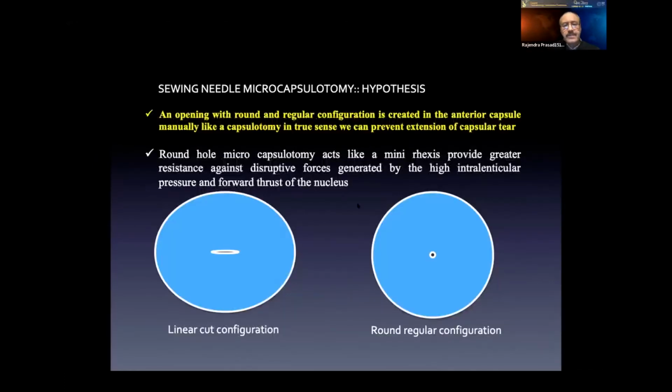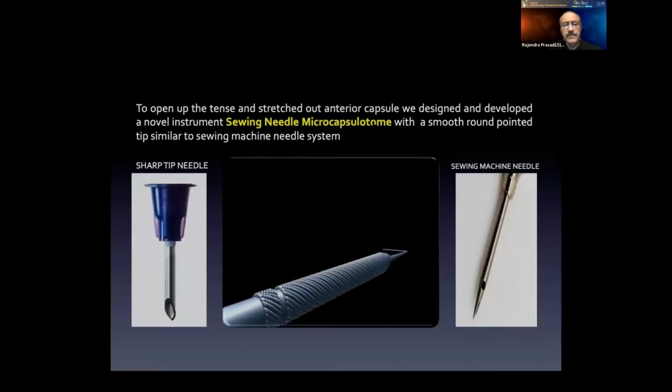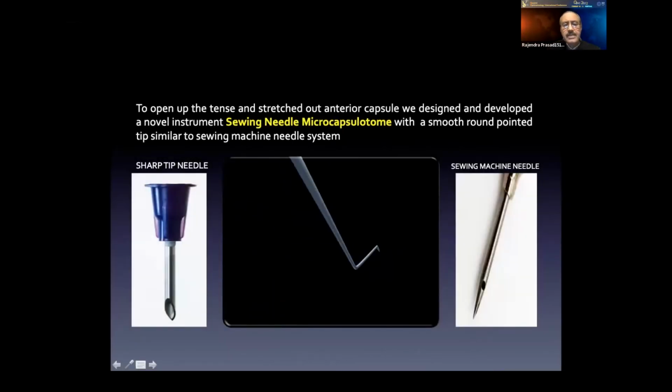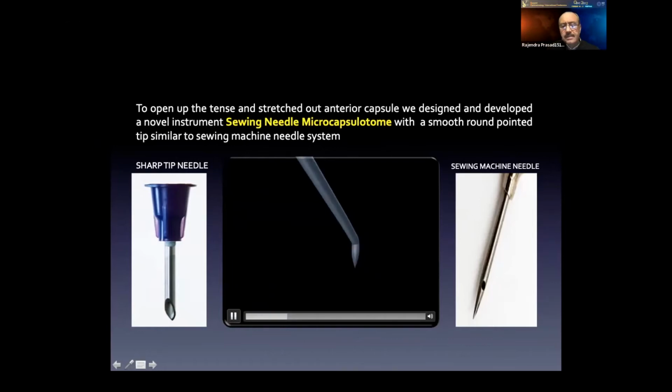So we came up with a hypothesis: instead of creating a linear cut on the anterior capsule with the hypodermic needle or with the capsulorhexis forceps, why not create a round opening in the anterior capsule for the fluid aspiration or for initiating a capsulorhexis in the beginning? So what we did, we actually developed a device which is called a sewing needle microcapsulotome.